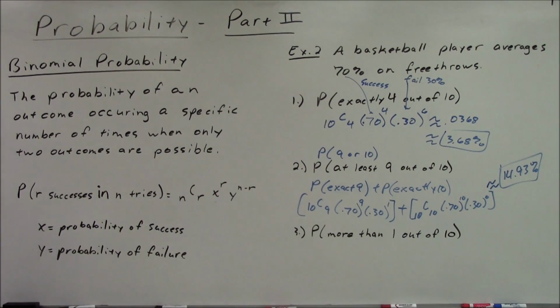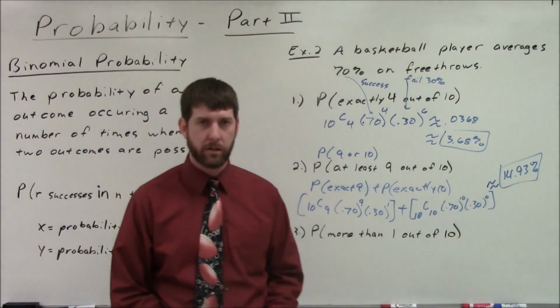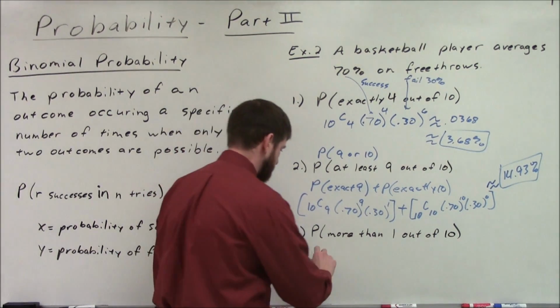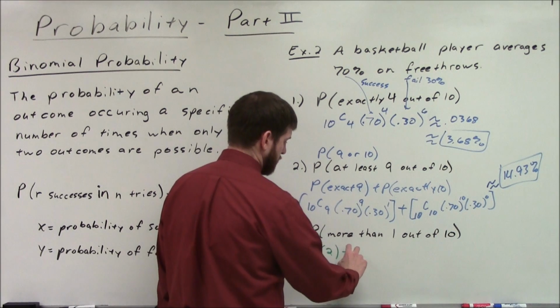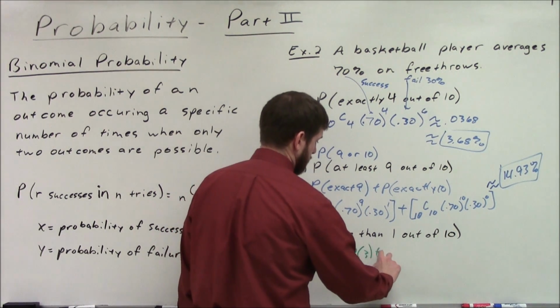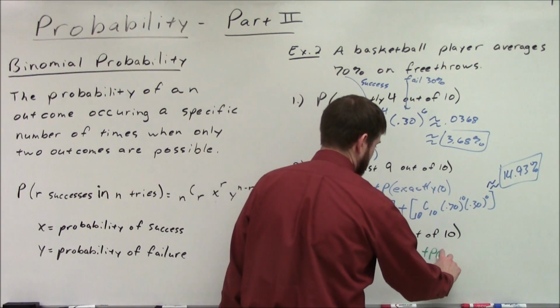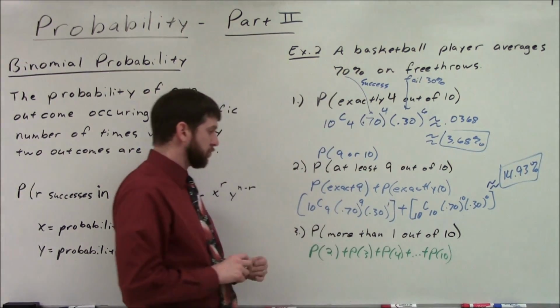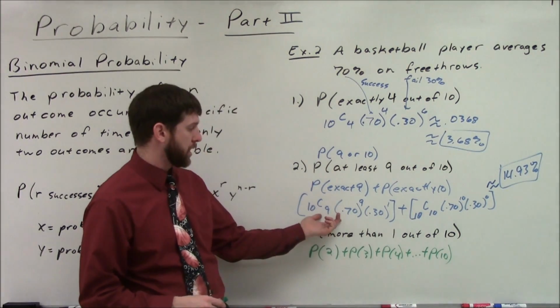Okay. Now lastly, what if we have probability of more than 1 out of 10? Well, let's think of what 1 out of 10 is. More than 1 means 2, or 3, or 4, all the way up to 10. So more than 1 out of 10 means all of those add together. So we would just repeat the process.